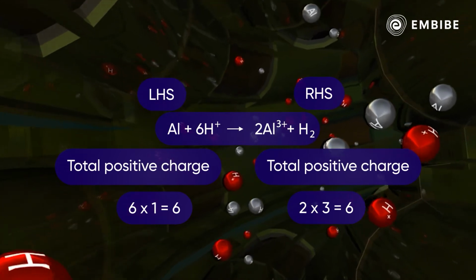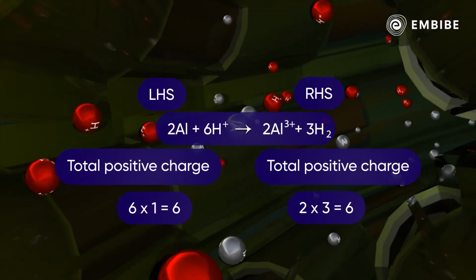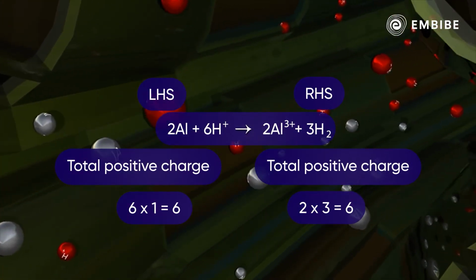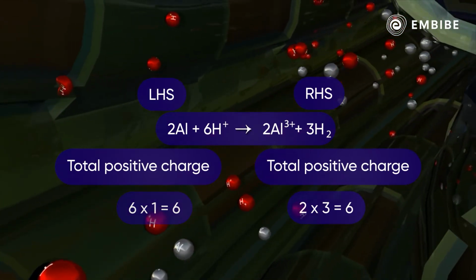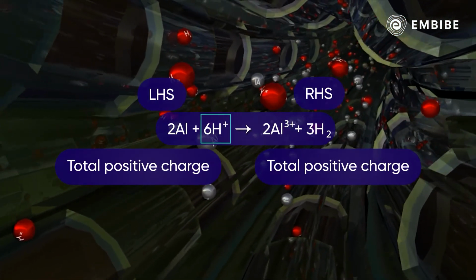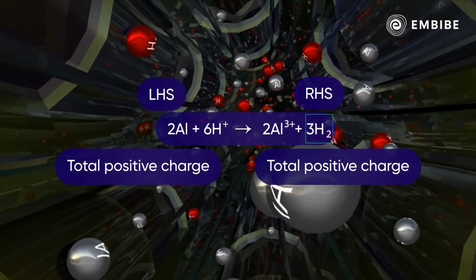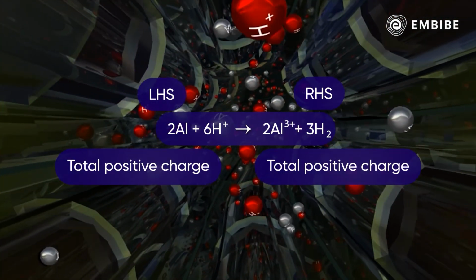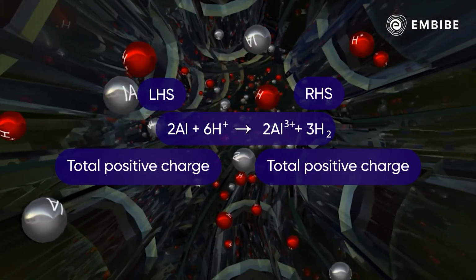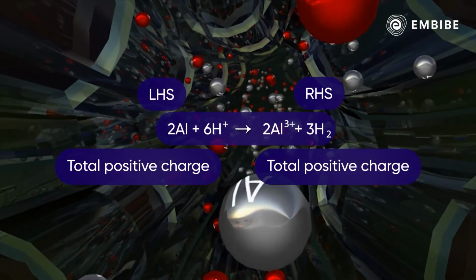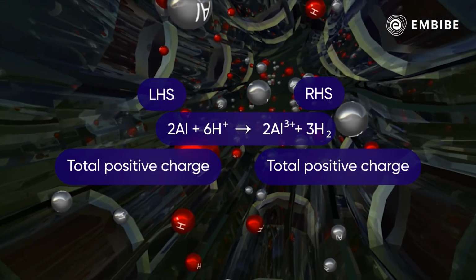Now, we can balance the number of atoms on both the sides. Thus, the balanced equation is 2Al plus 6H+ gives 2Al3+ plus 3H2. This equation is balanced with respect to charge and in the number of atoms.